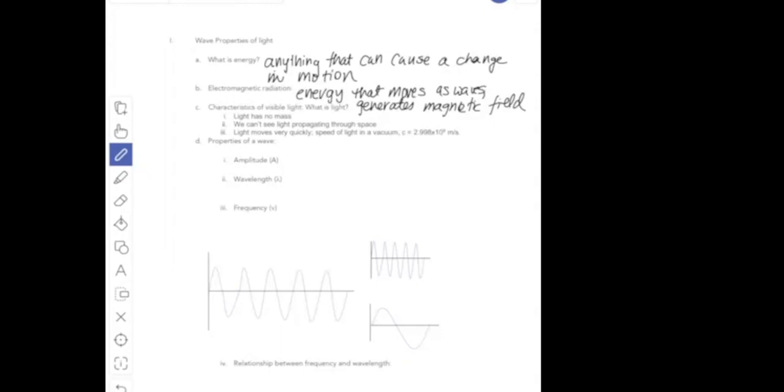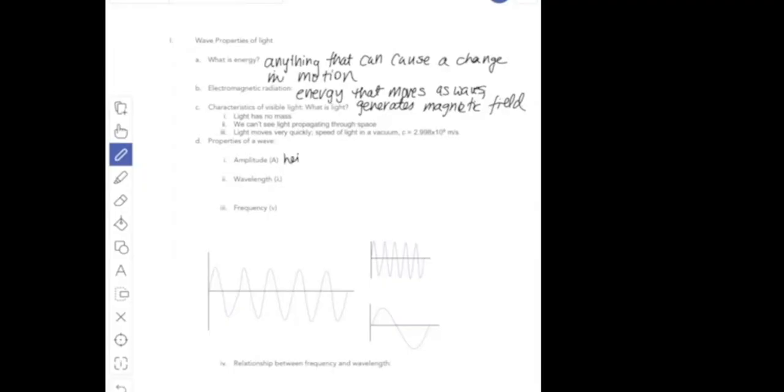In fact, light moves very quickly at a speed of 2.998 times 10 to the 8 meters per second. This number is so important that we give it its own symbol, lowercase c. But to understand and talk about the physical properties of light, we have to understand waves. So let's take a look at some of the properties of waves.